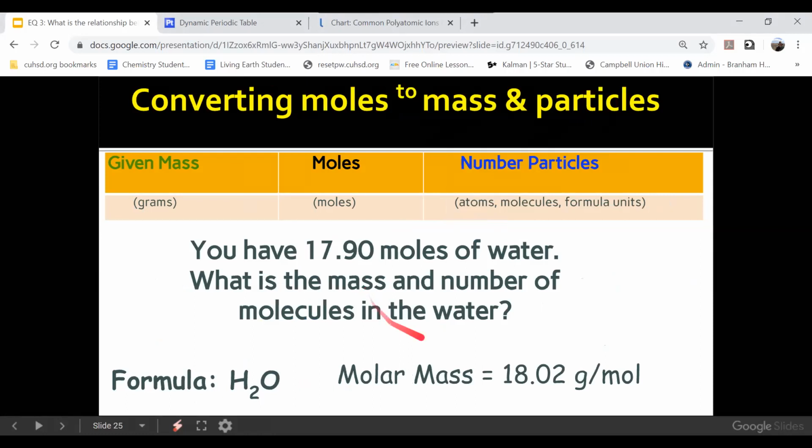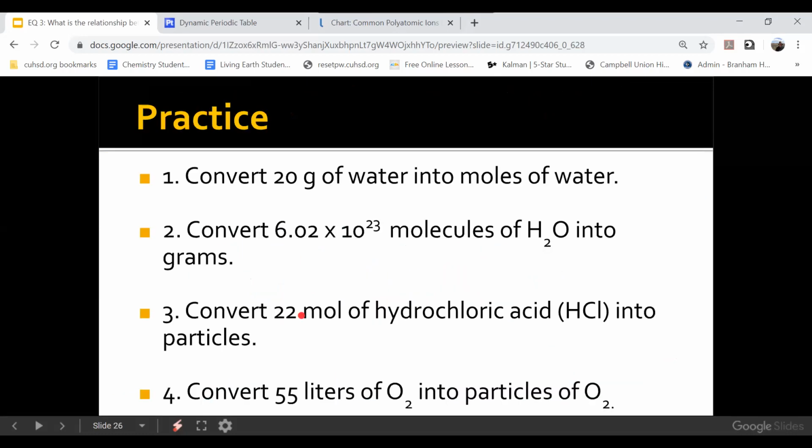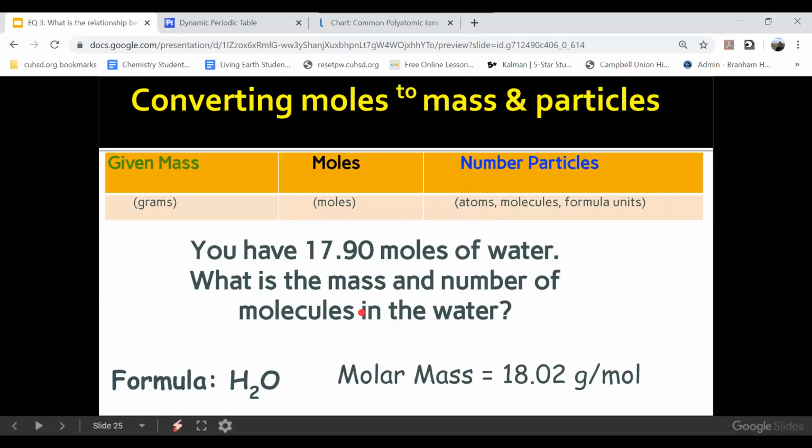In this case, we actually have this here. I didn't want to look up and take the time, but if you practice the other one, it would work. So in this case, you have 17.9 moles of water. And what is the mass and number of molecules for water? So it's asking for 2 different things here. So you're starting with moles, and we're converting this to mass. And this is basically 2 problems within 1.